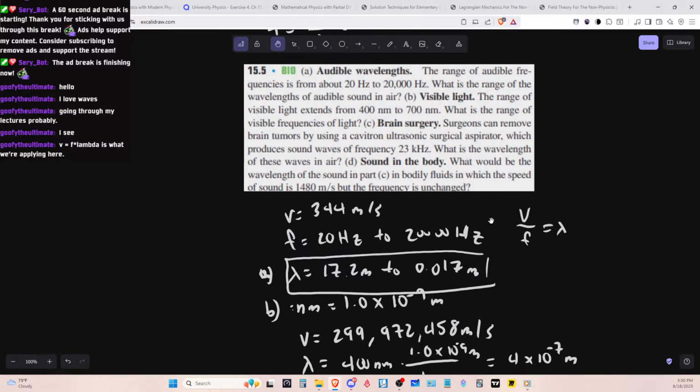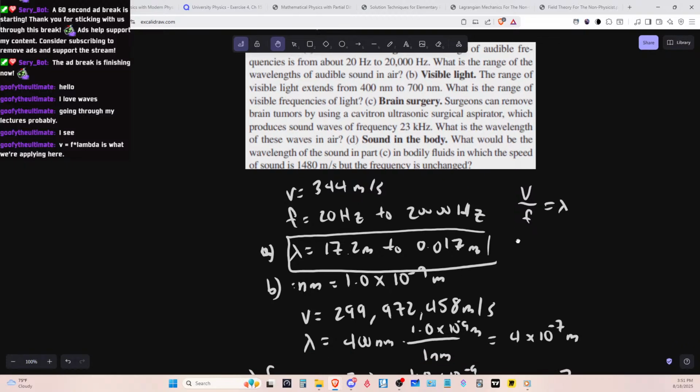So what we got here for brain surgery? Surgeons can remove brain tumors by using the Galvatron ultrasonic surgical aspirator, which produces sound waves of frequency of 23 gigahertz. What is the wavelength of these waves in air?